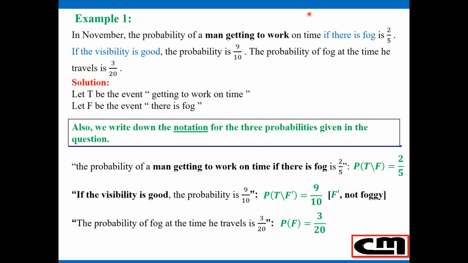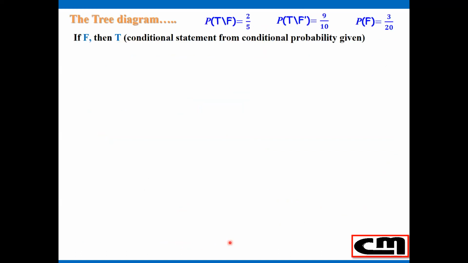Now, once we have finished representing all the given information, the three of them, we can now draw a tree diagram. The tree diagram is something we are going to discuss first before I draw it. These are the three probabilities that we are given. It is always important that you try to identify the dependent variable and the independent variable, right? And you can only realize that from the given information.